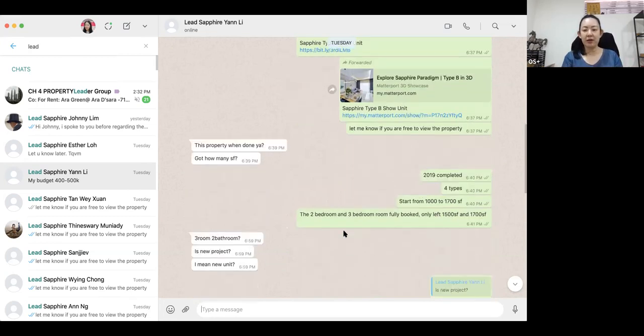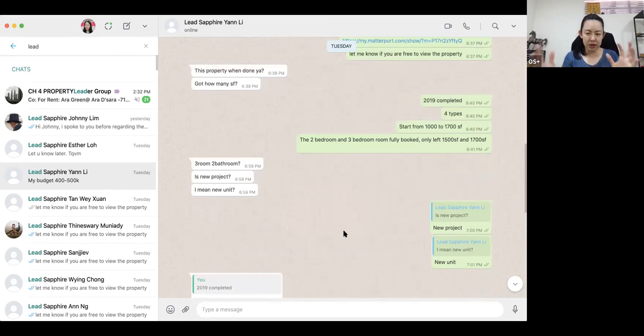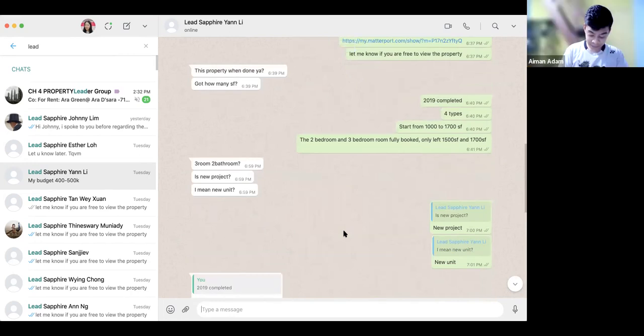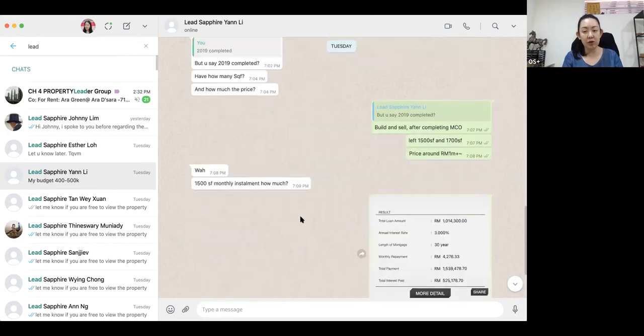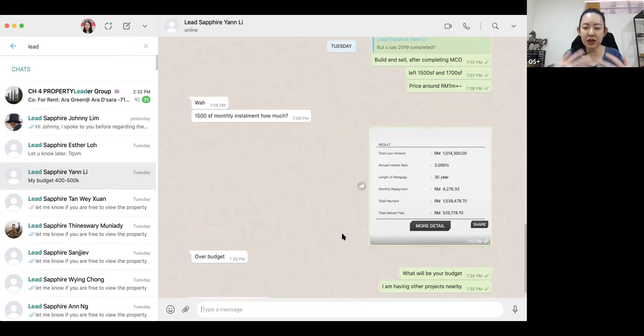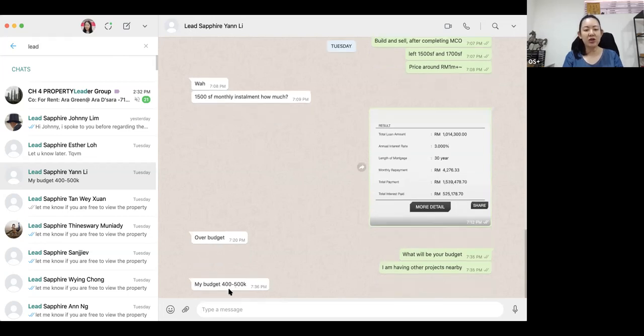Then I tell them that for this property, the big units are fully sold, and if they want, they can go for the small units, but on queue. The customer further tells me more, so the qualifying is very important. The customer asked what the price will be, and then told me he is over budget. The budget is 400 to 500,000. After qualifying, it is very easy for us to identify other properties for our client. So this is using WhatsApp.